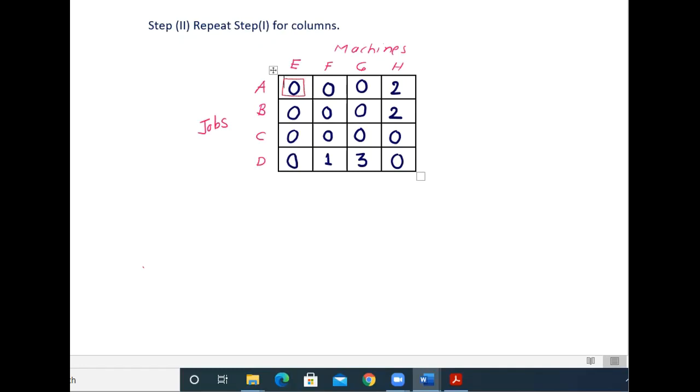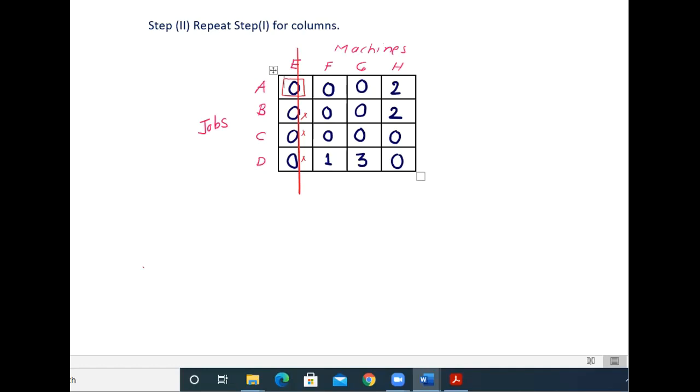So suppose we have made an assignment here, that means we have assigned job A to the machine E. Now, since we are making an assignment in the row, we have to draw a vertical line. When we make an assignment in a row, we draw a vertical line. So the meaning is that we cross these zeros. This zero is crossed, that means we cannot assign this job B to the machine E. This zero is also crossed, so we cannot assign this job C to the machine E again.